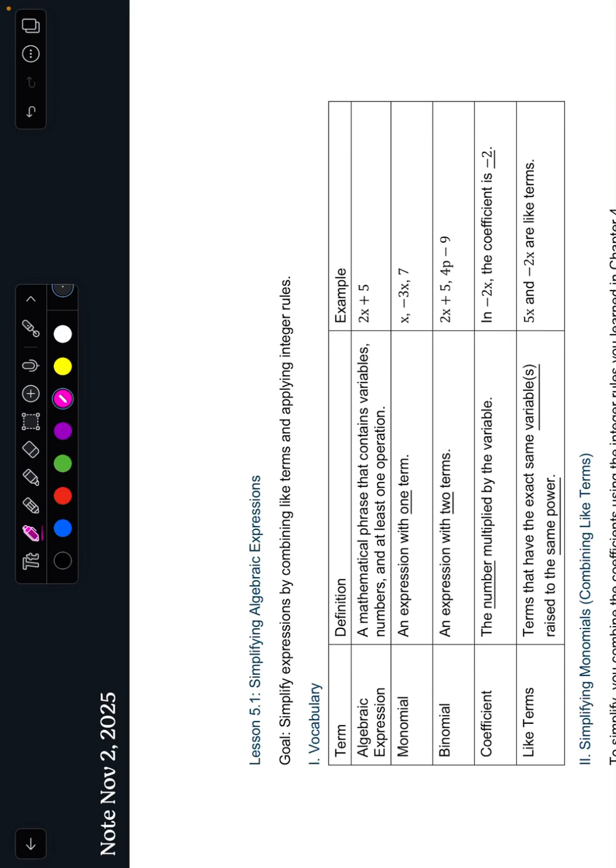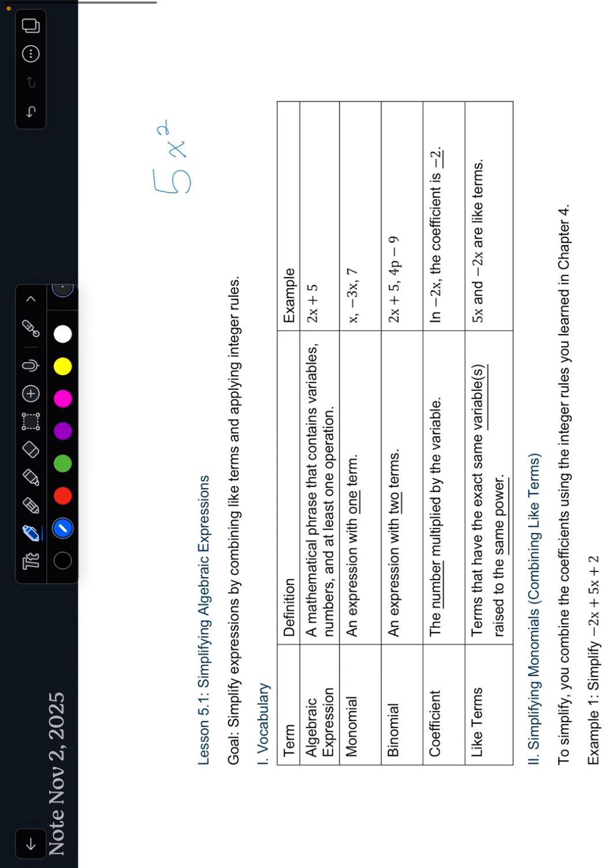Just to start off, I'm gonna write a term, and we're gonna use this as we walk through the vocabulary. So this term is gonna be 5x squared. Okay, 5x squared. So we'll refer to that. Let's go through our vocabulary.